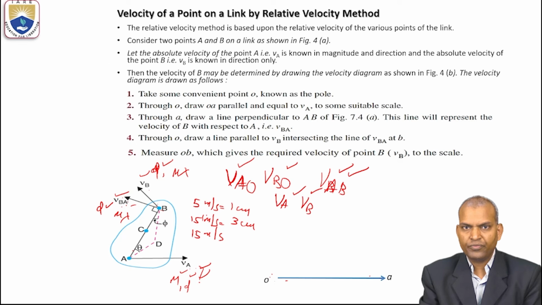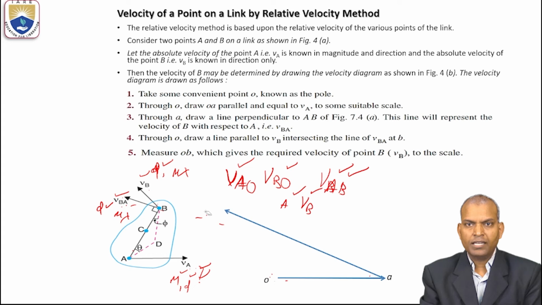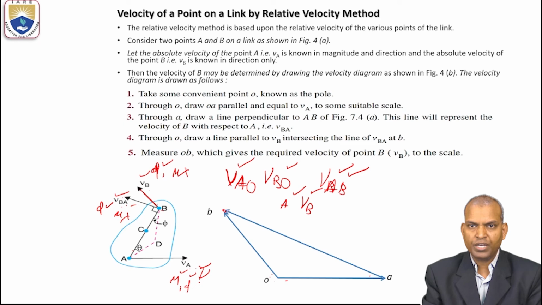We don't know the magnitude of VBA, but we know the direction. Next, what to do? Velocity of VBA, that is A to B, draw a line. Next, we don't know the magnitude of VB, but we know the direction. This is the direction of VB. Draw a line parallel to the vector VB. Now, this VB intersects VBA at point B.